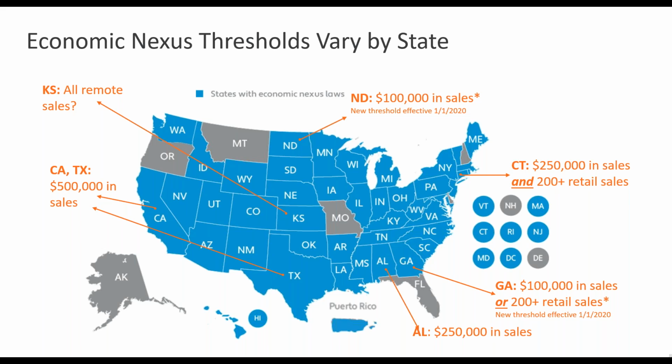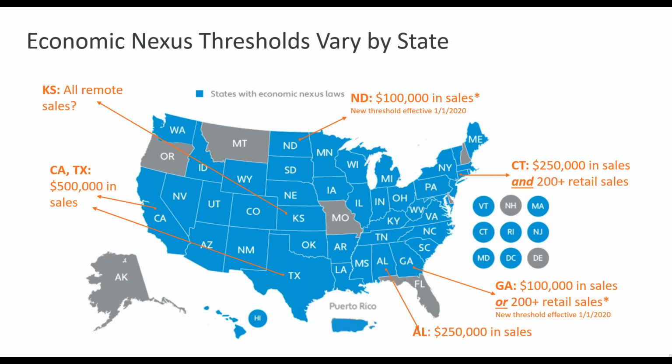Recently, just today, I saw that Tennessee has passed a law that they're changing their threshold. They're moving it from, I believe it was 250,000 in sales, down to 100,000 in sales. That's coming into place in October. And so not only do states have these laws, but they're changing constantly.